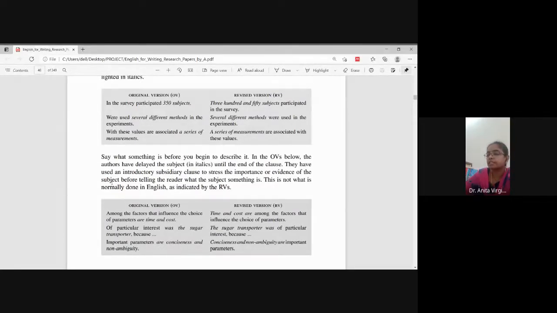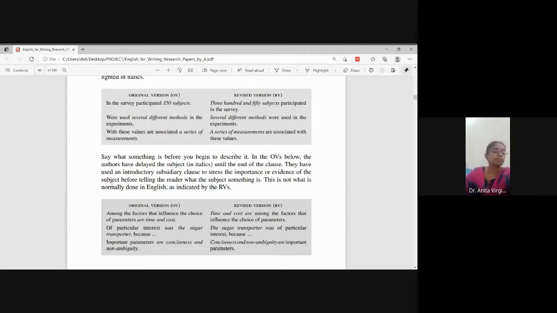Sometimes the subject is delayed. So this is yet another problem. See, some of the authors have made this mistake. They have used an introductory subsidiary clause to stress the importance or evidence of the subject before telling the reader what the subject something is. Before even talking about the subject, they say something, so some helping phrases or clauses they use to say about the subject, but not directly about the subject. Even before telling about the subject, they use that. Okay, so this is not done in English. So this should not be used in English.